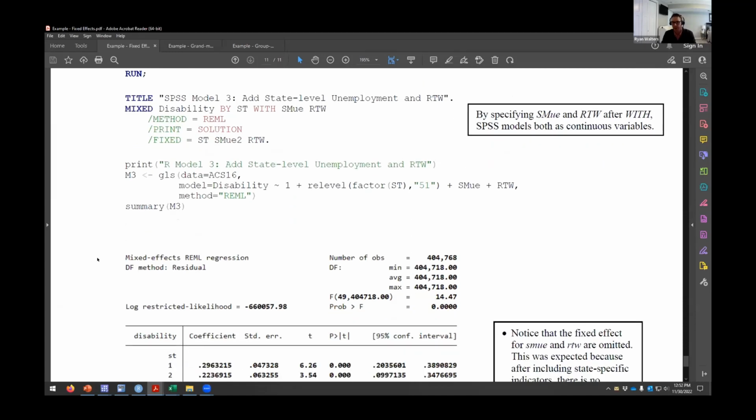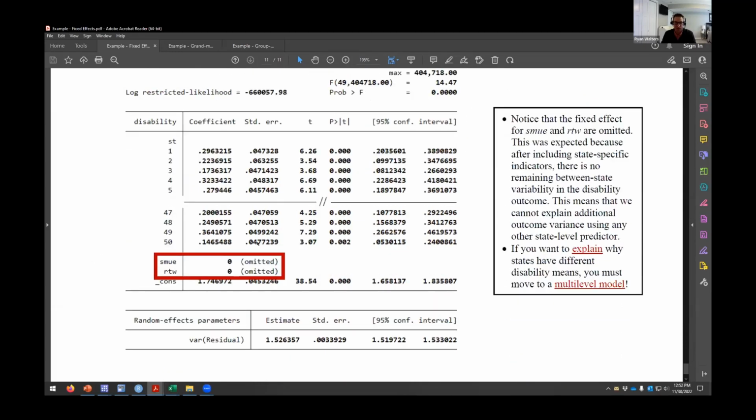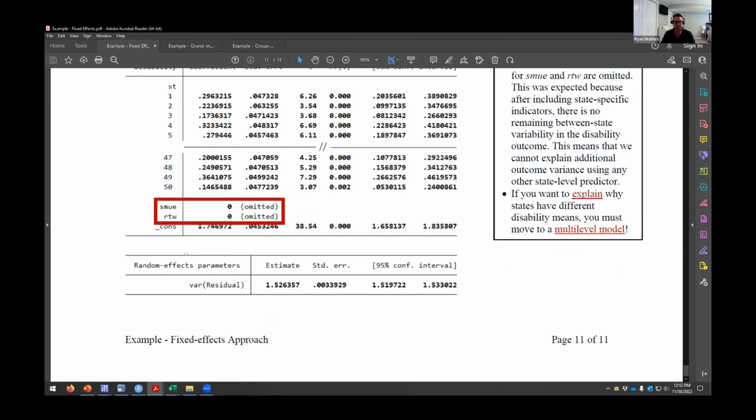The big picture of why I'm showing you this is because there's literally nothing left to predict. Again, if you're only interested in between group differences and you want to quantify explicitly between group differences, fixed effect approach is the way to go. If you're interested in actually predicting why states are different, fixed effects approach is not the way to go. You need to use a multi-level model. All right, so that's it for the fixed effects approach.